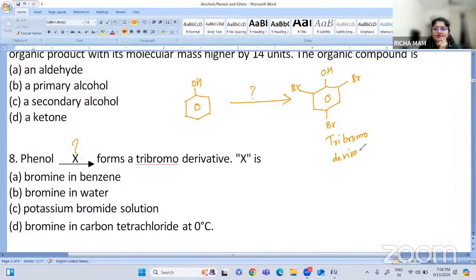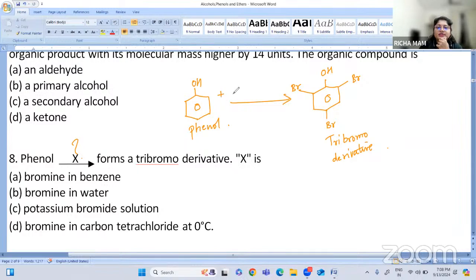Now what is X? A, bromine in benzene. B, bromine in water. C, potassium bromide solution. D, bromine in carbon tetrachloride at 0 degrees Celsius. So phenol, when you react with what? They will keep empty spaces in theory also and ask what is this X. These are some of the important reactions which you have to go through.